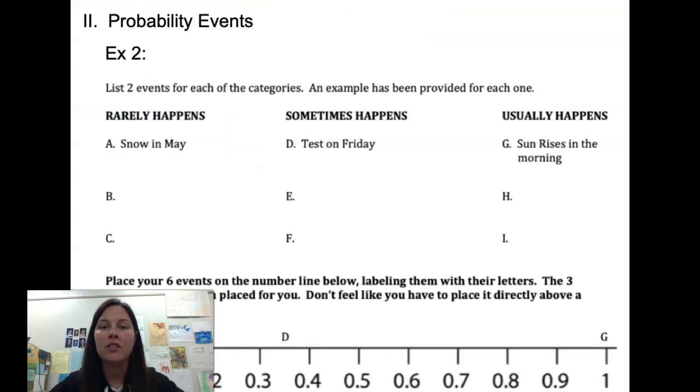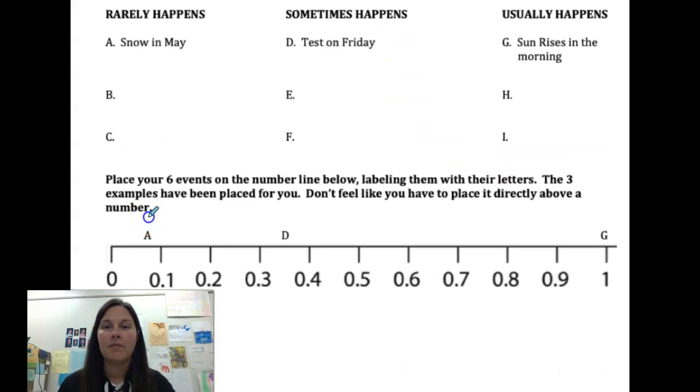These next 2 pages are actually screenshots from your assignment. So I'm going to explain what you're doing on the second page of your assignment. We're going to talk about different probability words and roughly what probability that represents. So this first example is having you list events that might rarely happen, sometimes happen, or usually happen. So I have an event listed for you. It rarely snows in May. If you look down below, I placed that on our probability line.